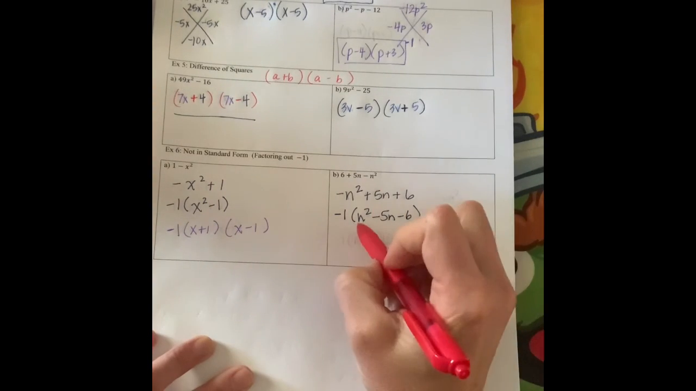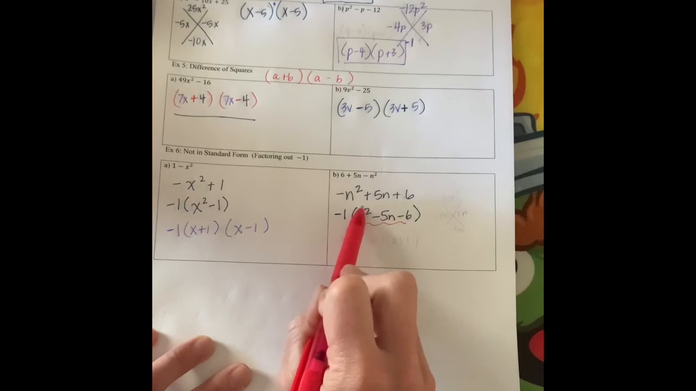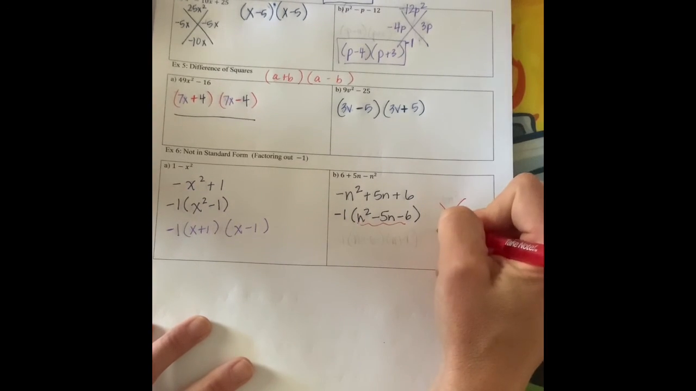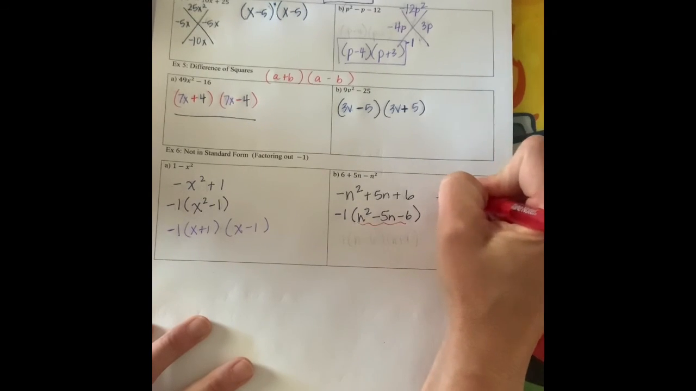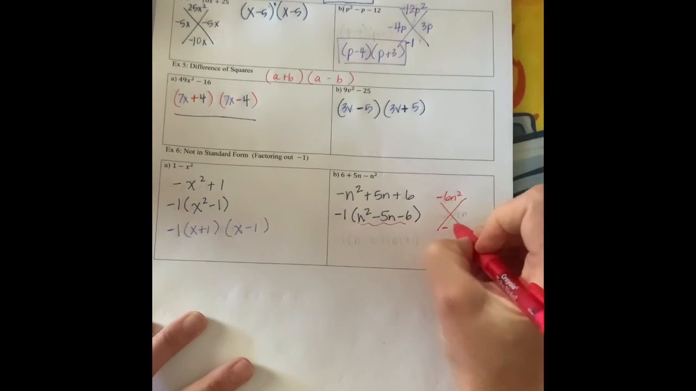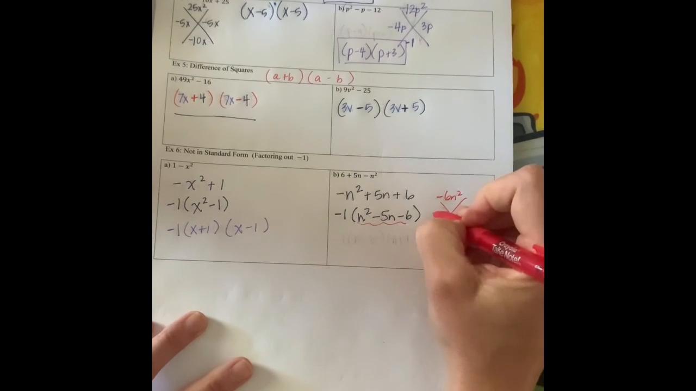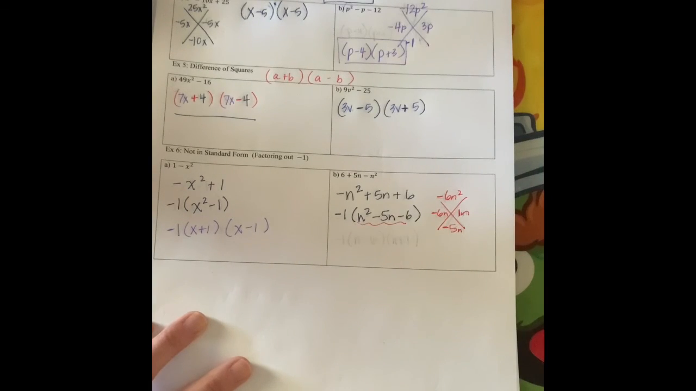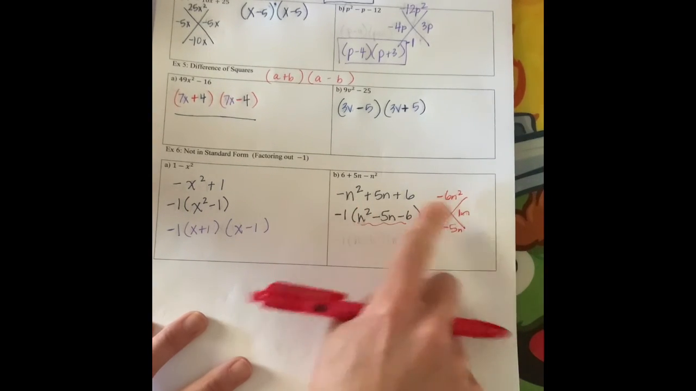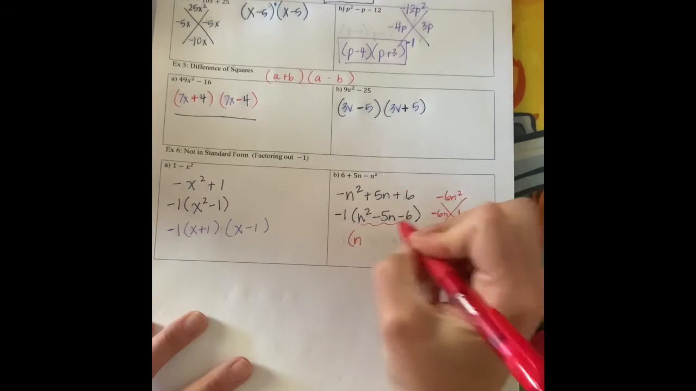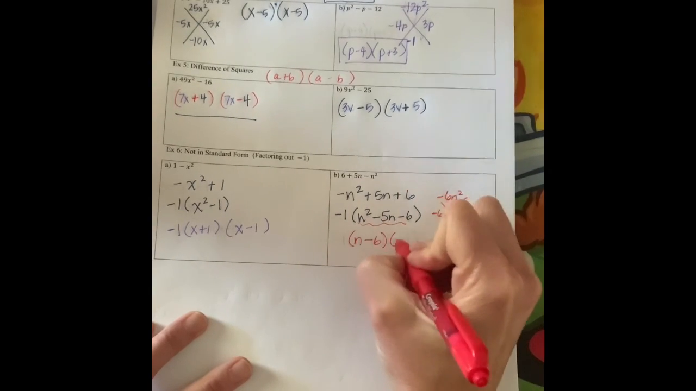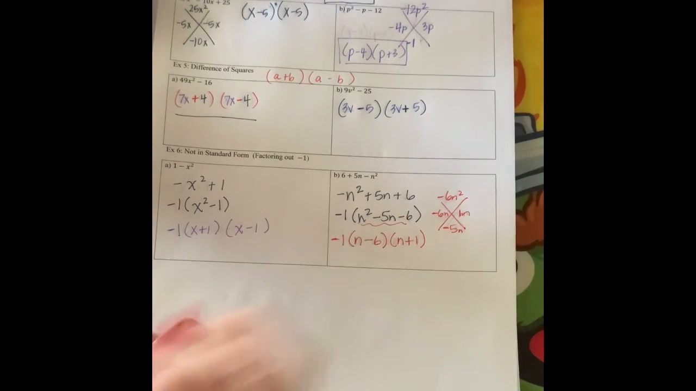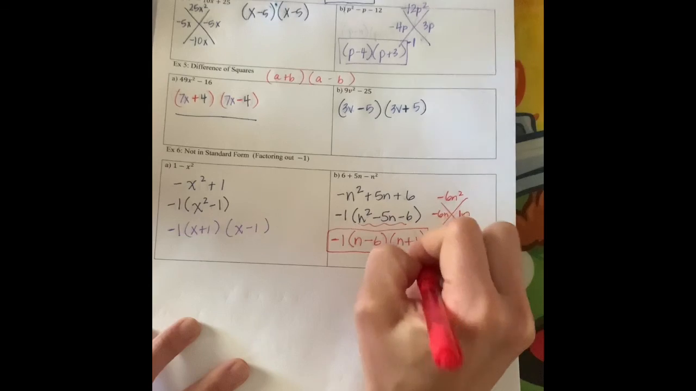Now I'm going to factor this inside, and I can use the shortcut since this beginning term has a leading coefficient of 1. So if I set up my x, I'm looking for two numbers that multiply to negative 6 and add to a negative 5. So that would be negative 6 and a positive 1. So if I know my leading term is just n squared, then my two binomials will be n minus 6 and n plus 1. And then don't forget you took a negative 1 out at the beginning. So this is your completely factored form.